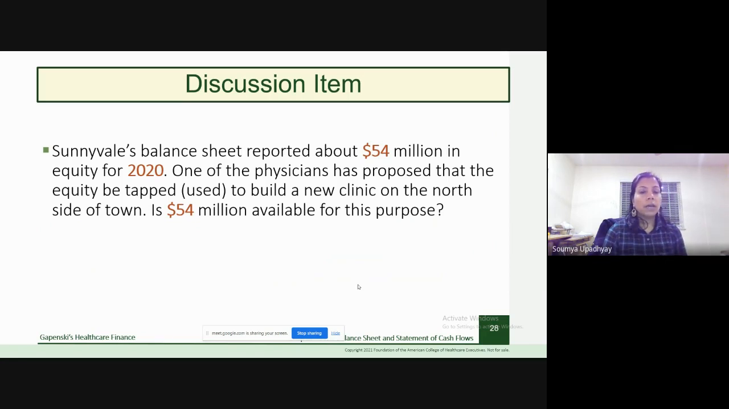Sunnyvale's balance sheet reported about $54 million in equity for 2020. One of the physicians proposed that the equity should be used to build a new clinic on the north side of town. Is that 54 million available for this purpose? No. And why do you think so?